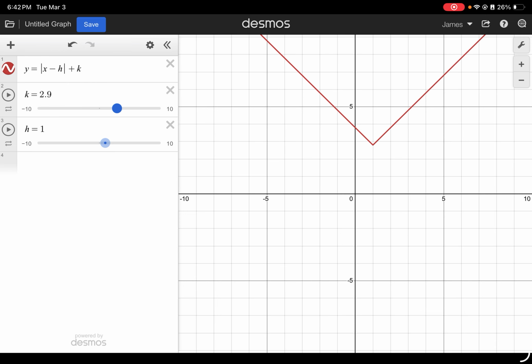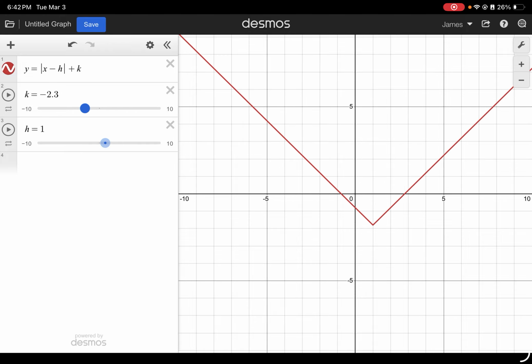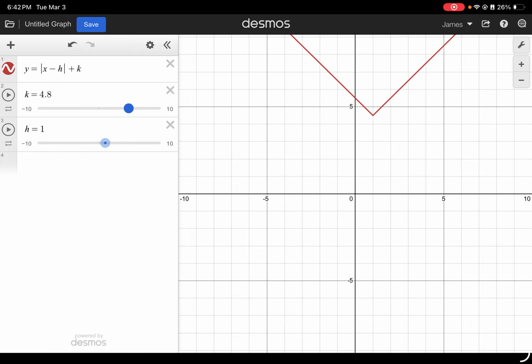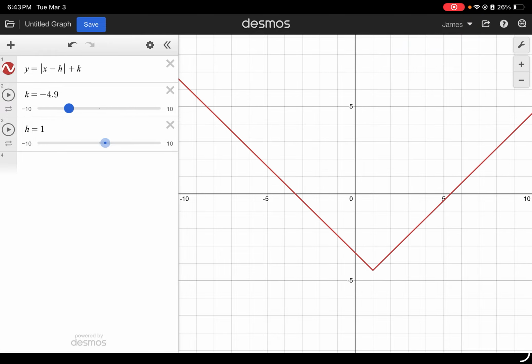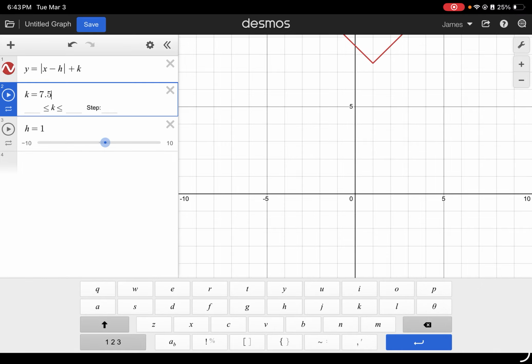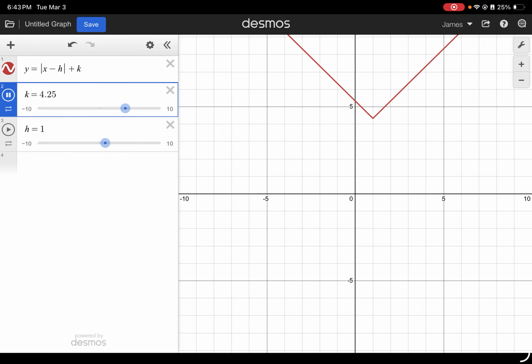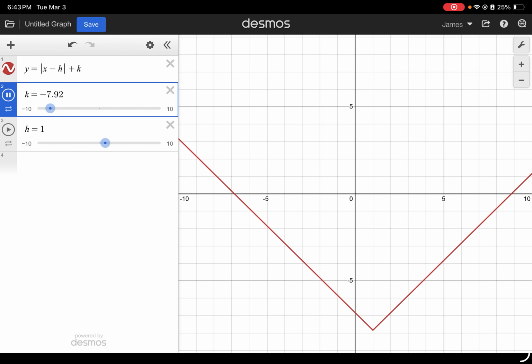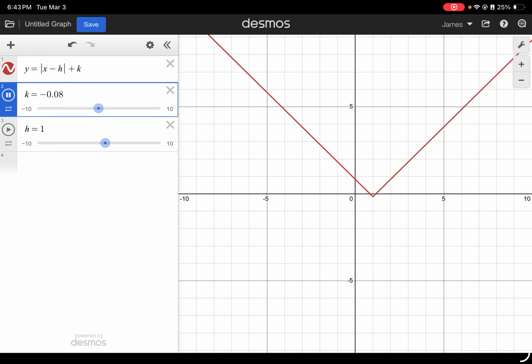Now, I'm going to show you what happens when we change the value of k. All right, as k gets bigger, notice the absolute value graph does not change its shape. It just moves up and down. Okay, if k is positive, it moves up, like at k equals 7, so that'll be up 7 units. And when it's negative, it drops below the x-axis.